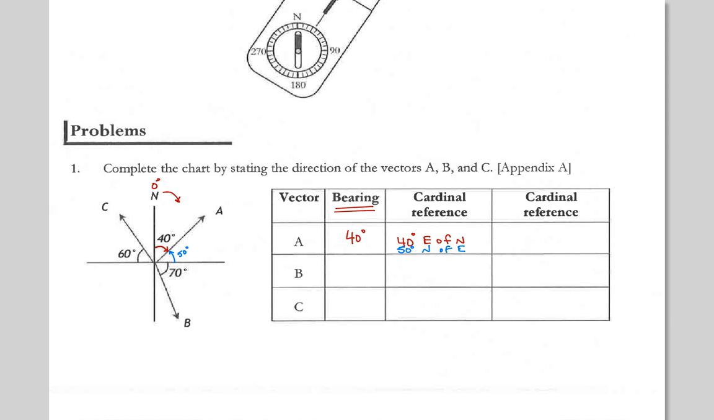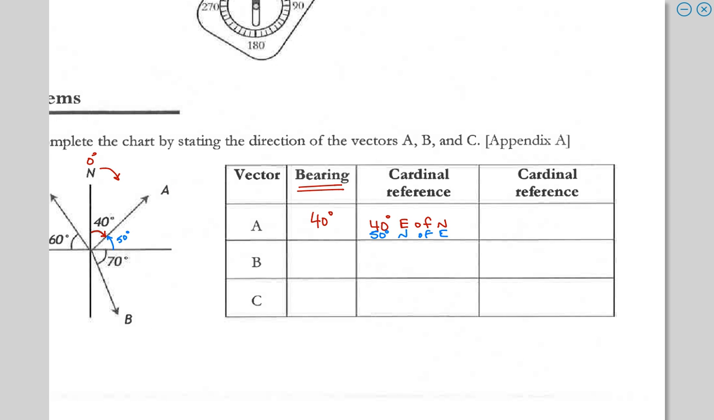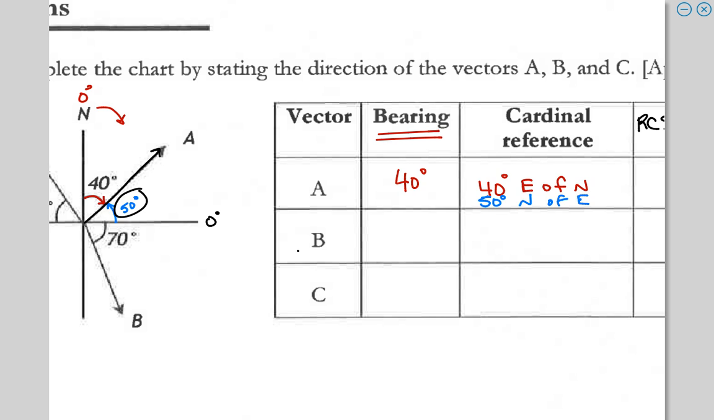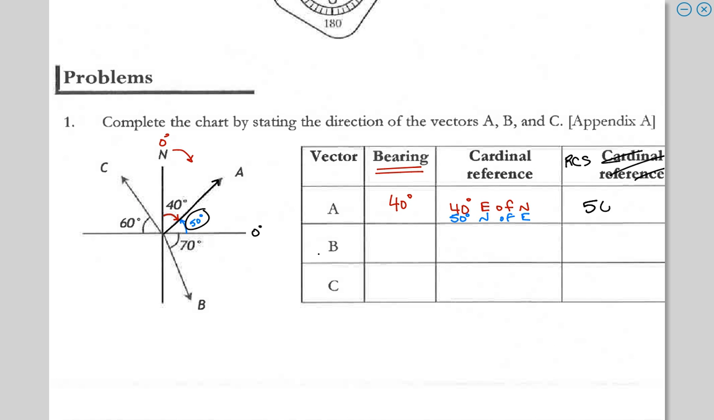Now for these cardinal references, they also want you to rewrite it a different way. So I'm going to cross that out and I'm going to put RCS here. So for A, the RCS is 50. Starting at 0 on east, it's just 50. Okay, let's go to B. I'll erase this stuff so it's legible.